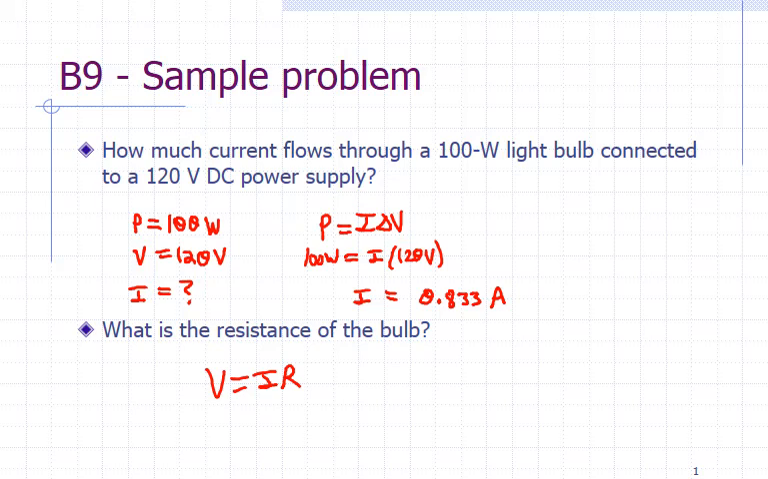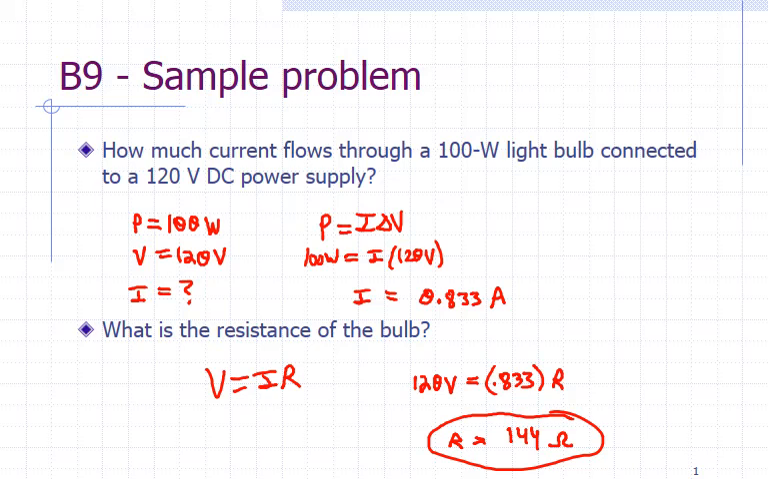Okay, so our current is 0.833 amps, and we can find the resistance here. We know the current, and we know the voltage. So we can find the resistance of this bulb at that particular voltage, and we get 144 ohms.